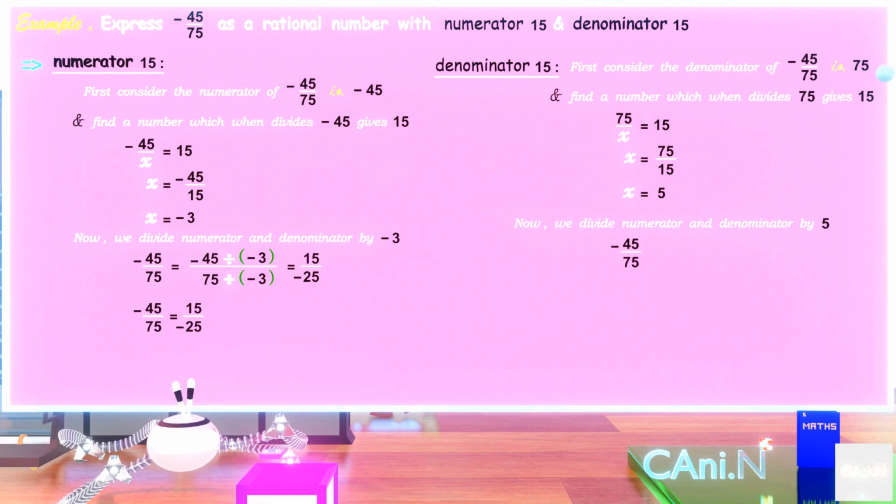Minus 45 by 75 equals minus 45 divided by 5 by 75 divided by 5 equals minus 9 by 15. Therefore, minus 45 by 75 equals minus 9 by 15. So, here we have expressed minus 45 by 75 as a rational number with denominator 15.